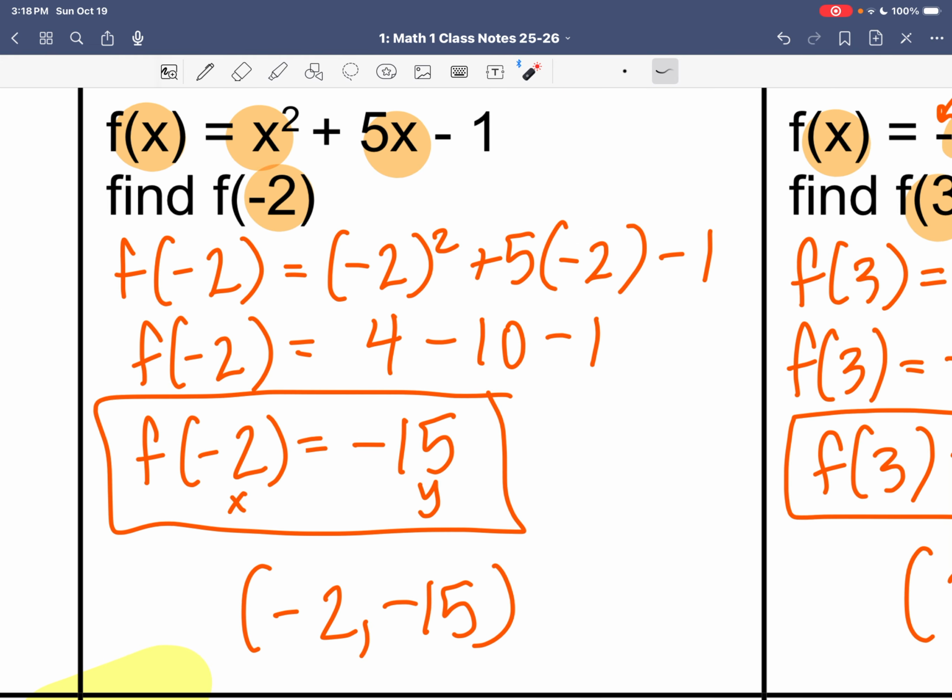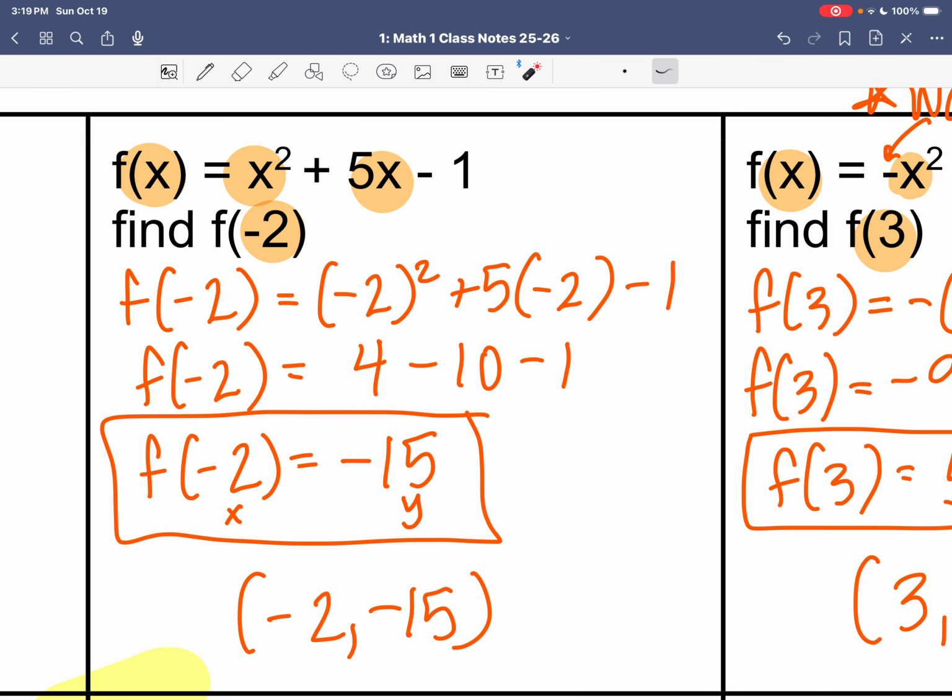All right, so here, now be careful because again, we've got negative 2 for x. So wherever we see x, we're putting in negative 2 instead. Again, make sure you're using parentheses whenever you substitute it in. So we're going to get 4 minus 10 minus 1, which gives you negative 15. So f of negative 2 equals negative 15. And this would be the ordered pair. This is the notation.